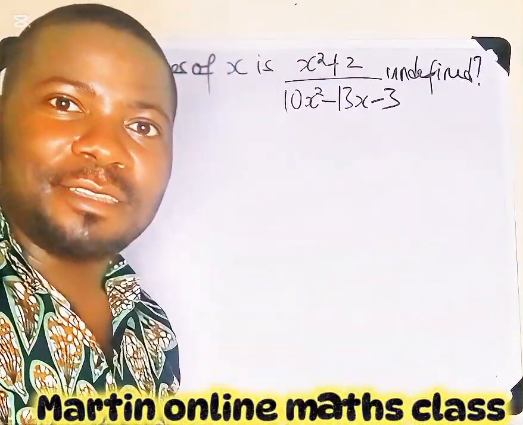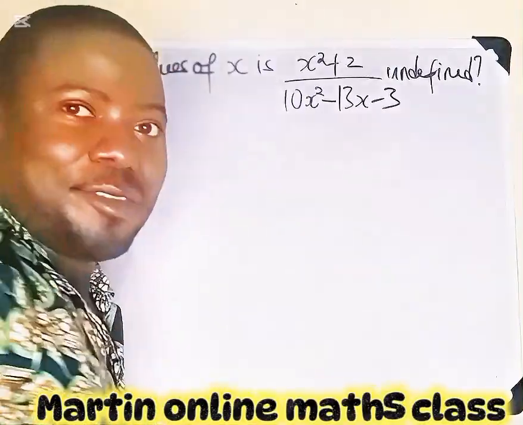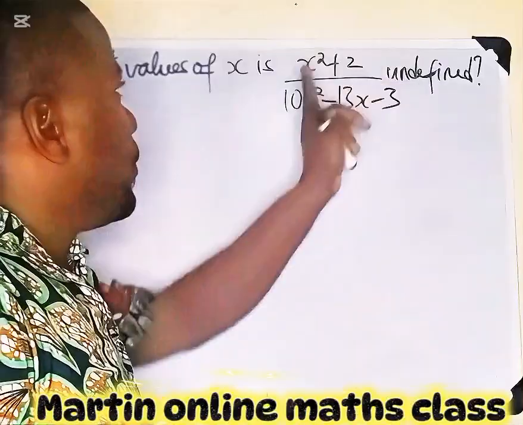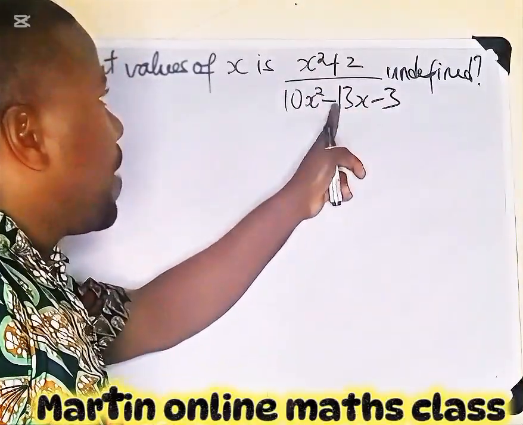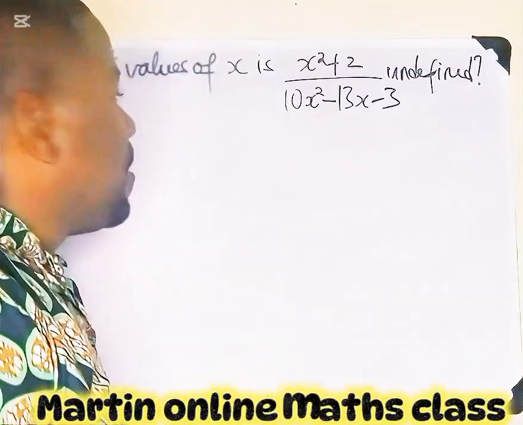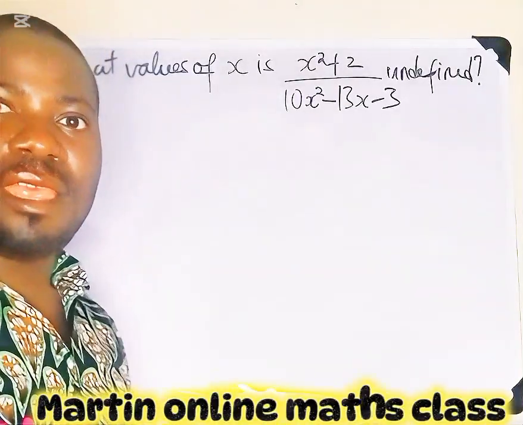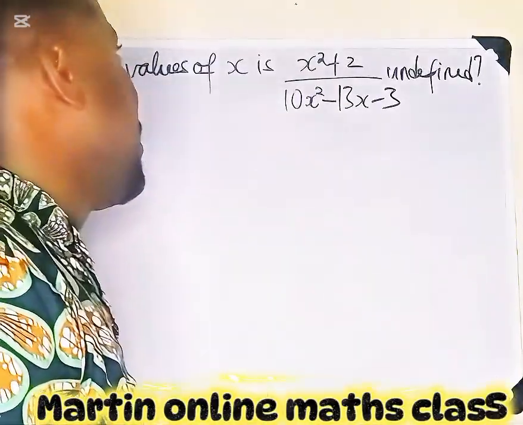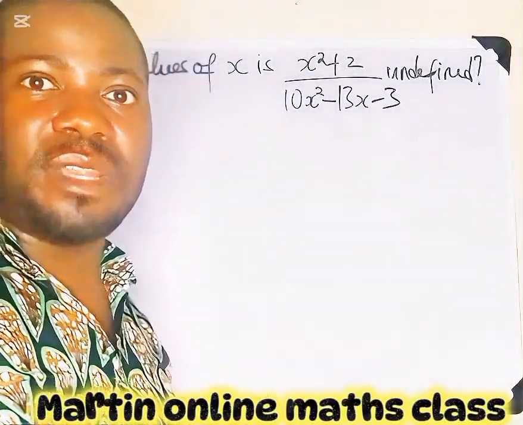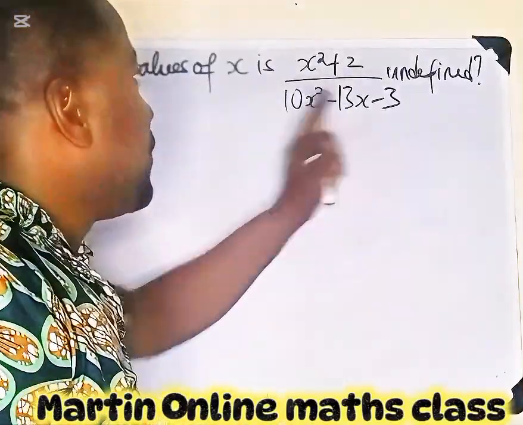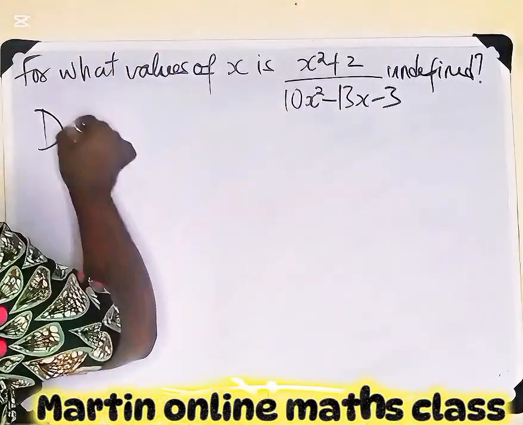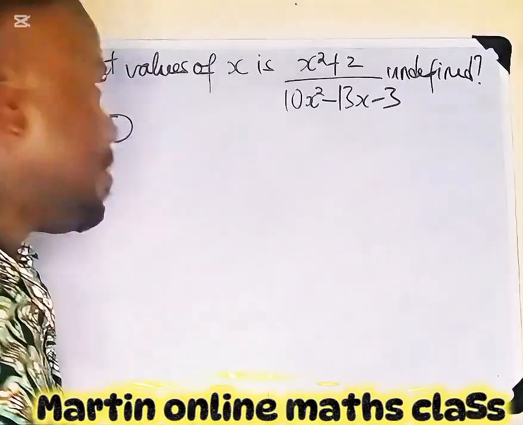Let's quickly discuss the question on the board. It says, for what values of x is (x squared plus 2) divided by (10x squared minus 13x minus 3) undefined. This is an algebraic fraction, okay? And for an algebraic fraction to be undefined, it implies that the denominator must be equal to 0.